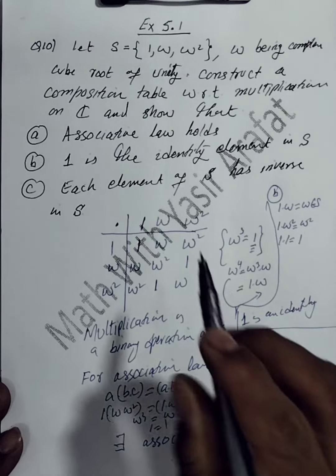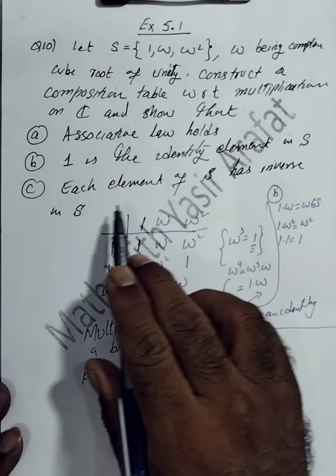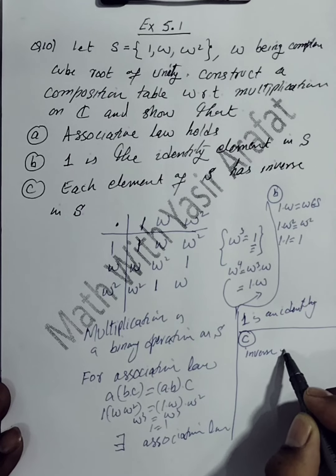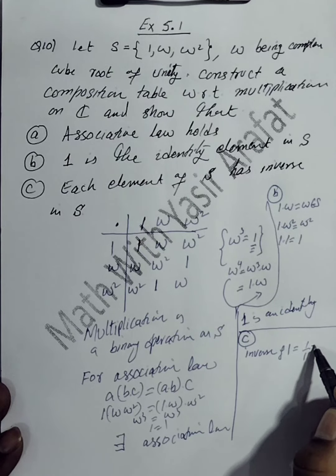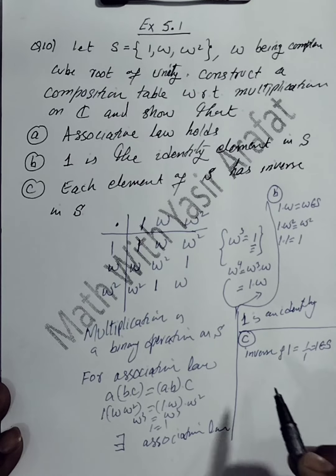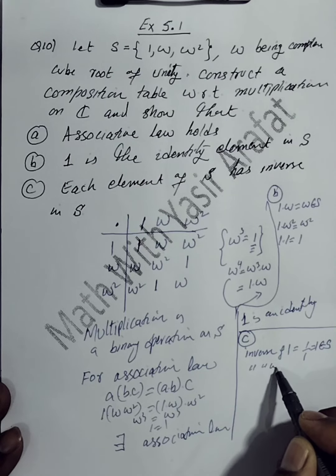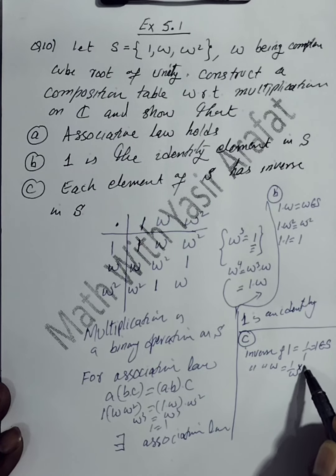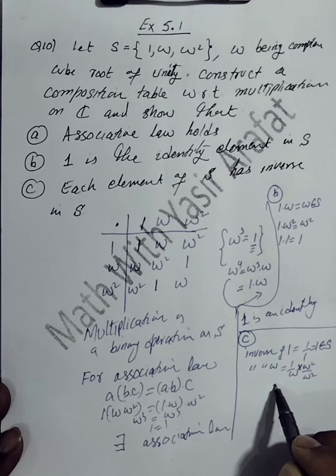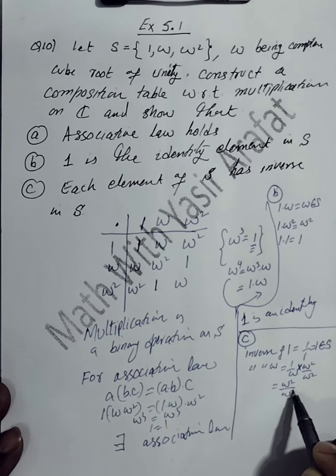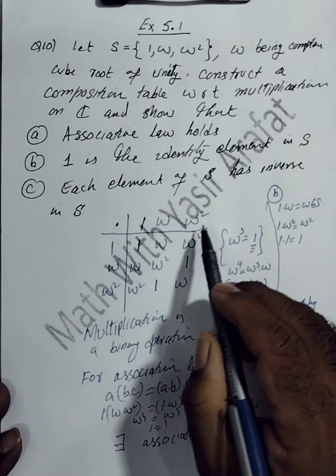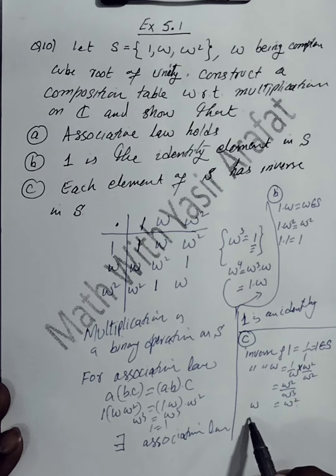Now come to the C part here. The question says the inverse of each element exists in set S. So the inverse of 1 is equal to 1 upon 1, that is 1, which belongs to S. Inverse of omega is equal to 1 upon omega. Multiplying and dividing by omega square, that will be equal to omega square over omega cube. Omega cube is equal to 1, so the inverse of omega is omega square.